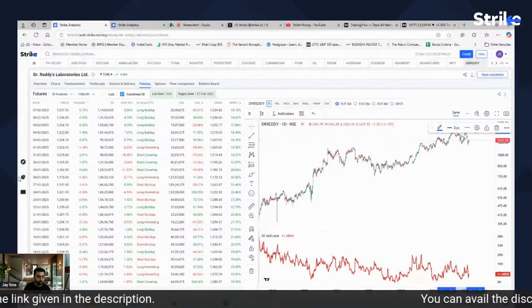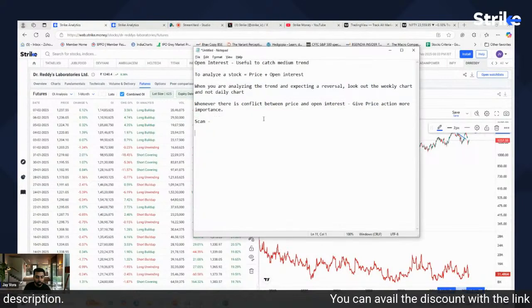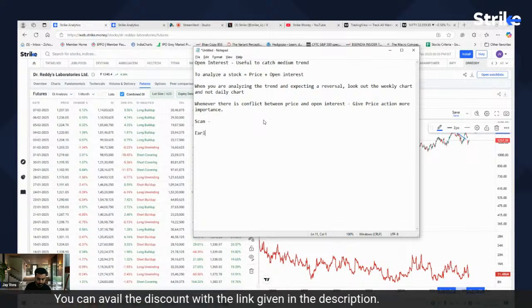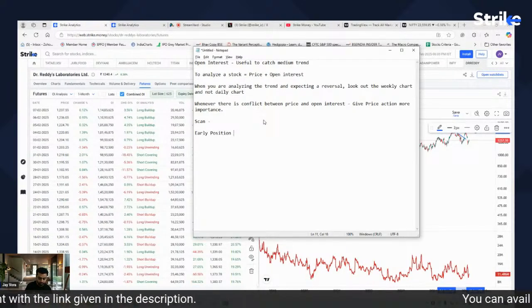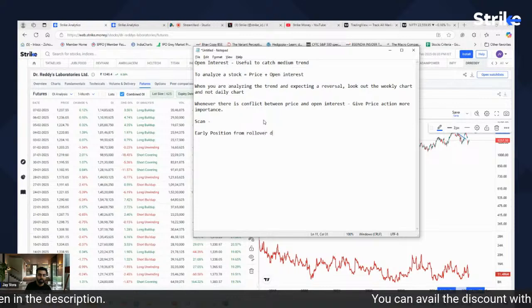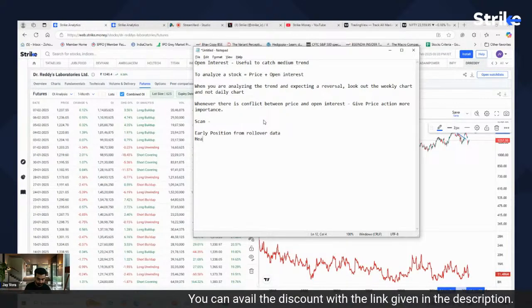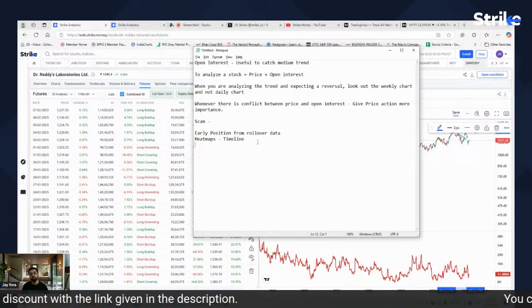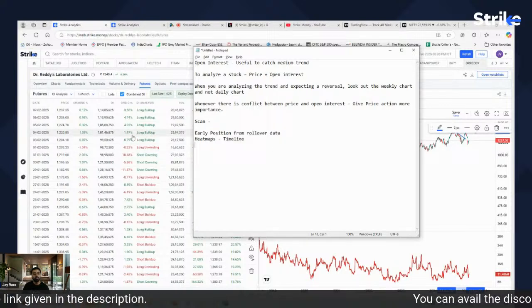But the broader point is that for scanning, there are two things that will be helpful for you. One is early positioning from rollover data, and heat maps, the timeline. So these two things will be helpful for you to scan the stocks.